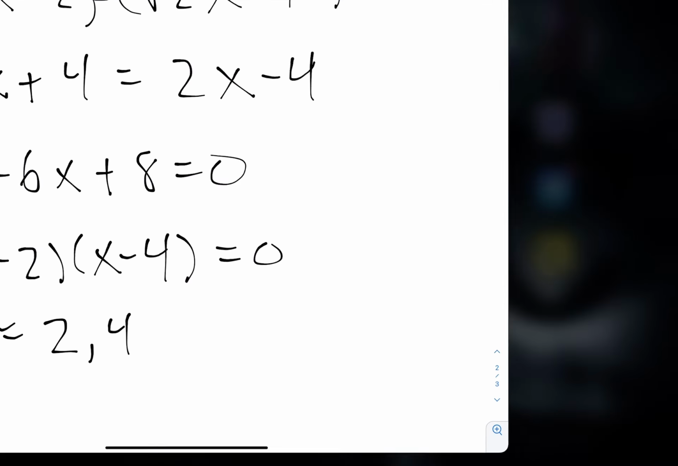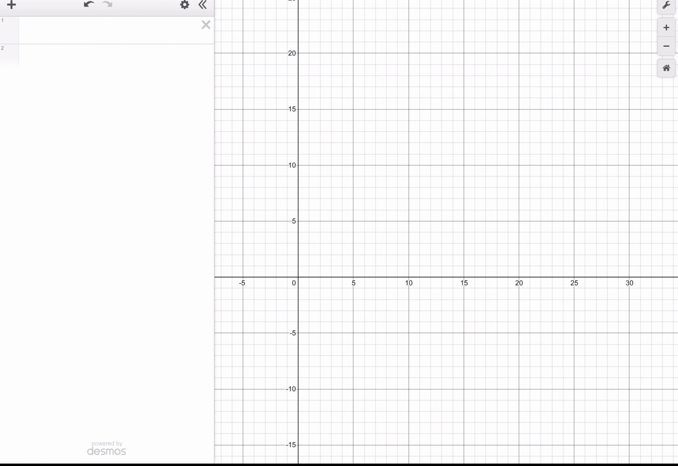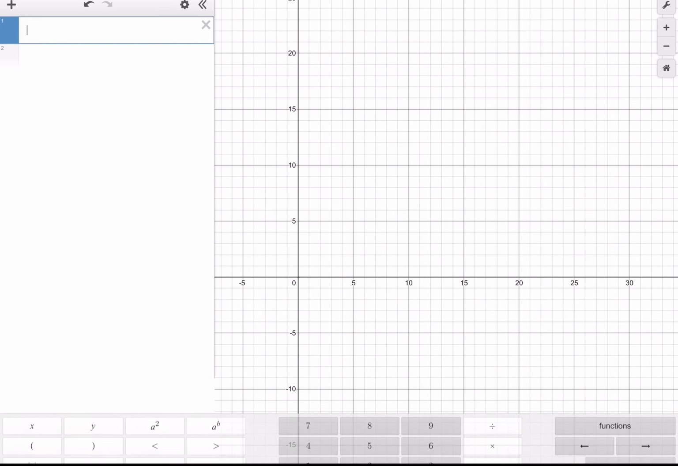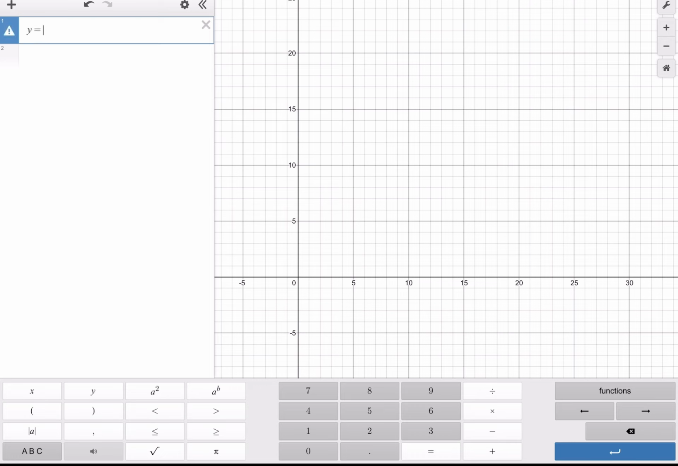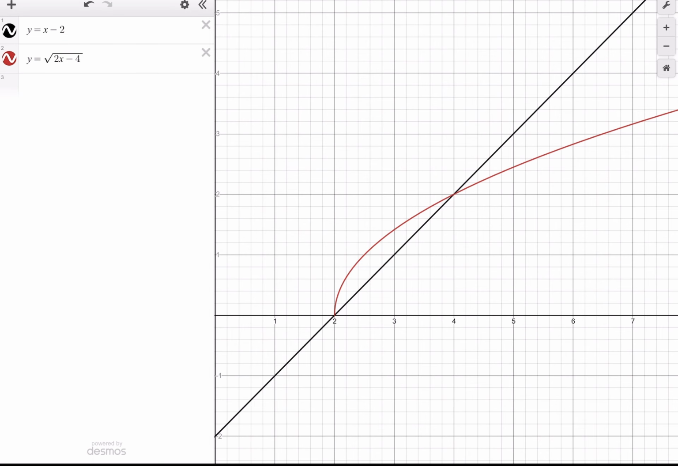Now let's just check it out graphically, okay? So remember, we have to set both sides of the equation equal to some function. We'll call it y. So y, our first function, is going to equal x minus 2, right? Just a linear function. And then y is going to be equal to, and if we're right, it should be equal at x equals 2 and x equals 4, the square root of 2x minus 4. So zoom in here, and yeah, it looks like it is.